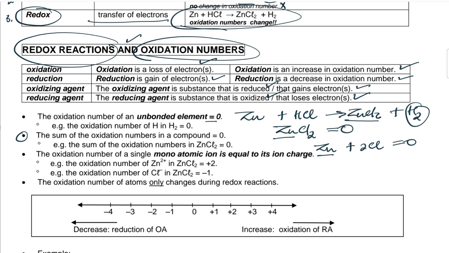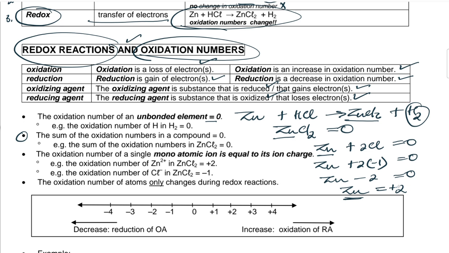Because I want the oxidation number for Zn: Zn plus 2 chlorine, where chlorine is group 7, so it's -1 in terms of ion. I'm having 0 there. So Zn plus 2 multiplied by -1 is -2, equals 0. So Zn must be positive 2 there. This is how we calculate the oxidation number for Zn.